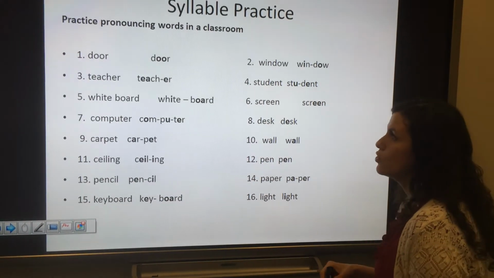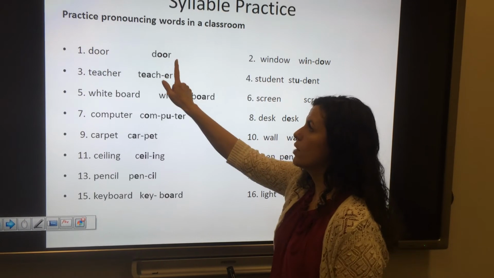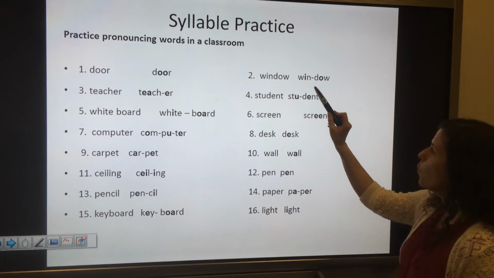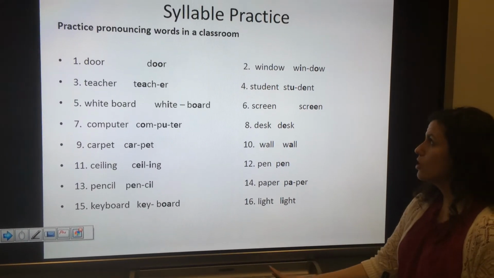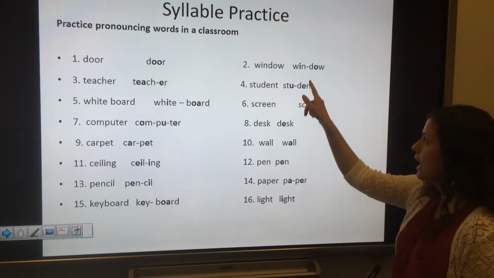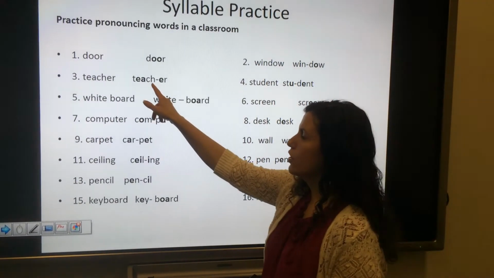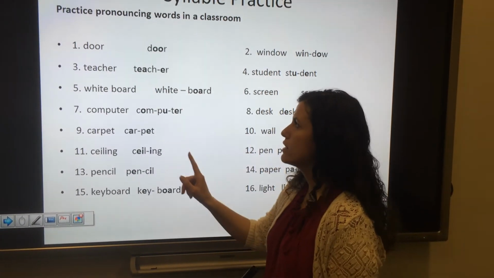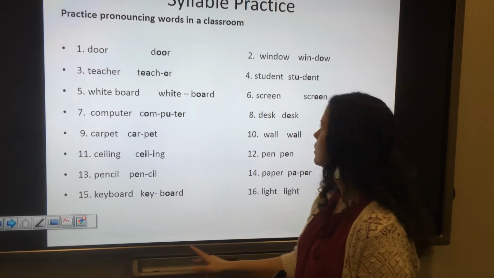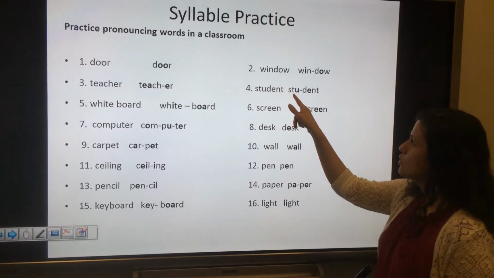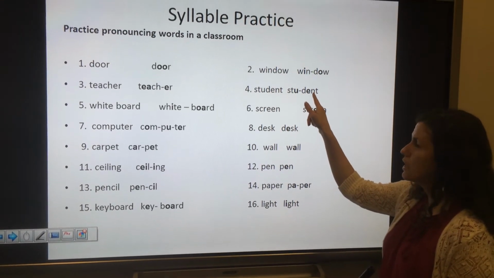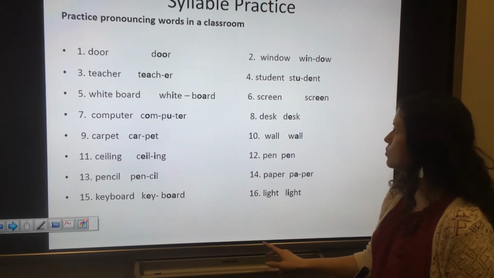Okay, number one is door. Door, one sound. Two, window. Window. The I and the O, window. Teacher. The E and the A only make one sound. Teacher. Student. The U and the E make two different sounds. Student.